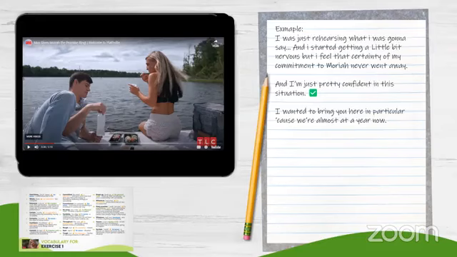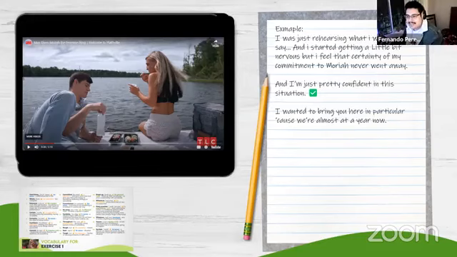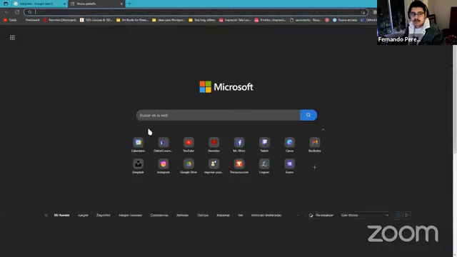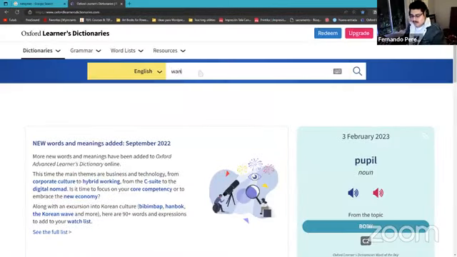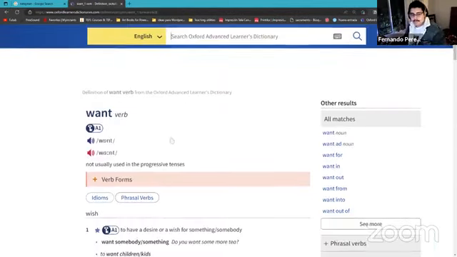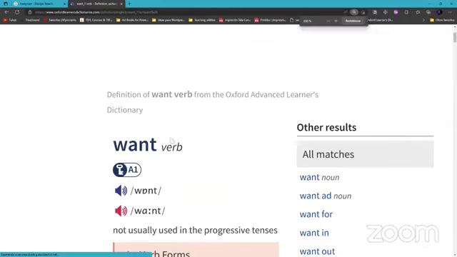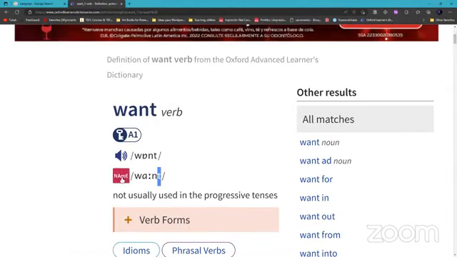This is the first analysis of phonetics that I want to see with you. What is the pronunciation for this verb, guys? Let's pronounce this. Pronunciation, guys? Want. Want with a very strong T, no?